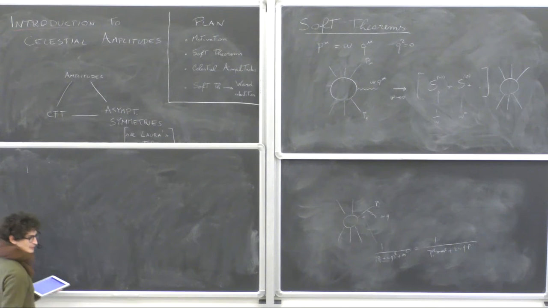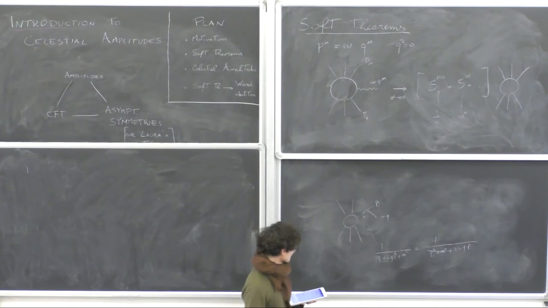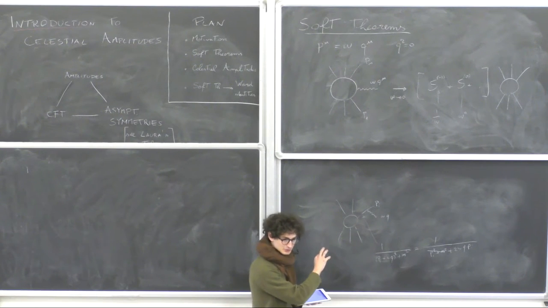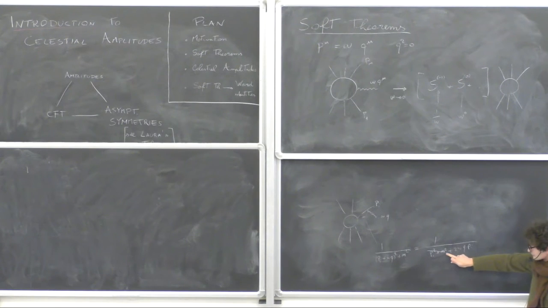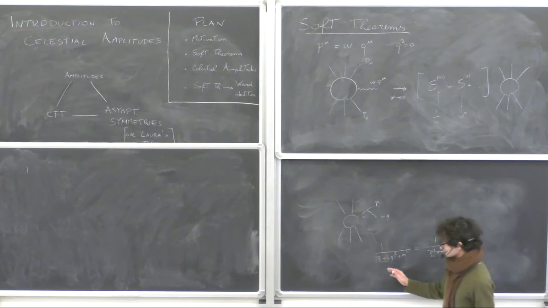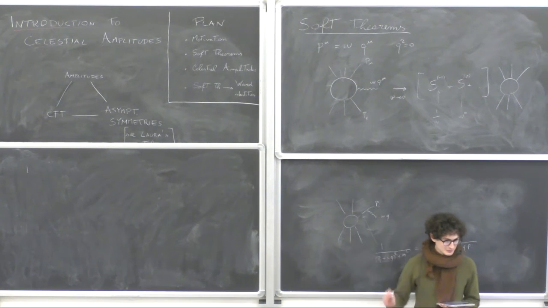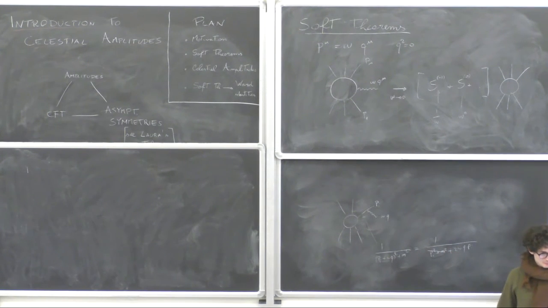I mean, why does it need to be attached to an external leg? Yeah, because if you attach it to anything that is not on shell, then it's not true anymore that this is zero. Sorry, maybe I'm missing something. I agree that if it is attached to an external leg, then the behavior is 1 over omega. Now, is the statement that the behavior is always 1 over omega, or only in this case? No, the statement is that the leading divergence is actually 1 over omega, always.